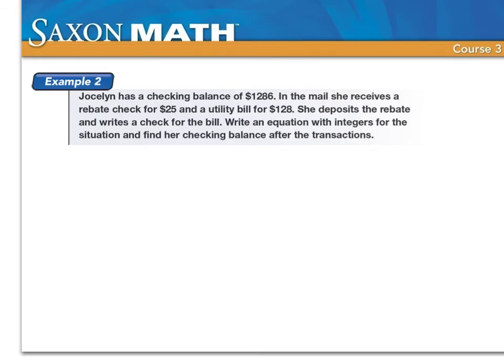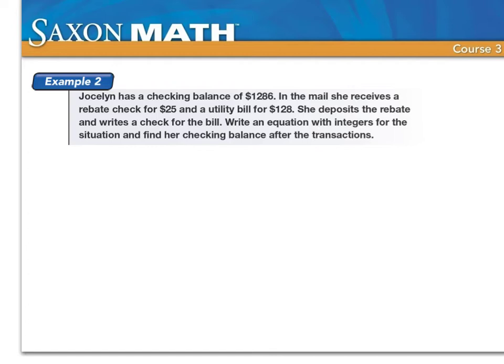Okay, here's a word problem. Jocelyn has a checking balance of $1,286. In the mail, she receives a rebate check for $25 and a utility bill for $128. Says she deposits the rebate and writes a check for the bill. Write an equation with integers for the situation and find her checking balance after the transactions.